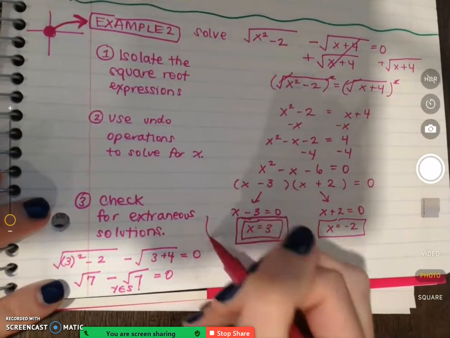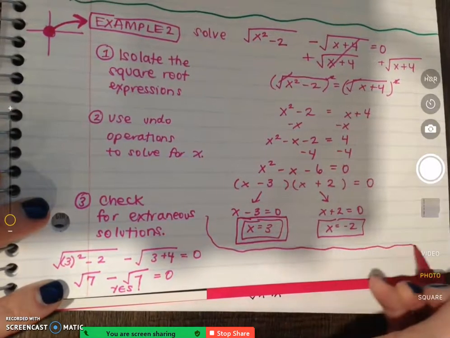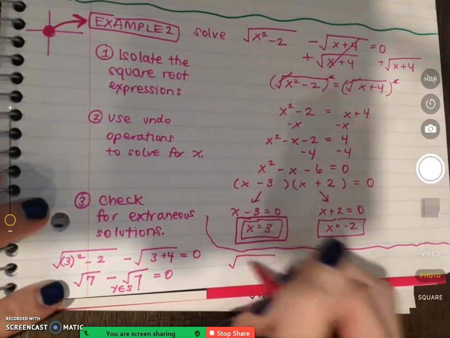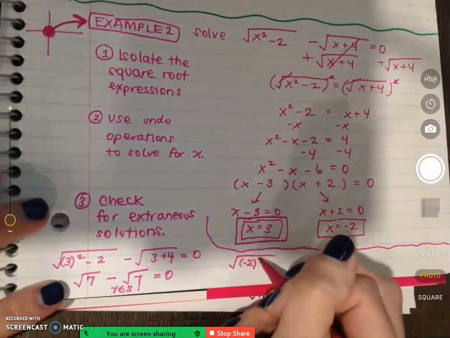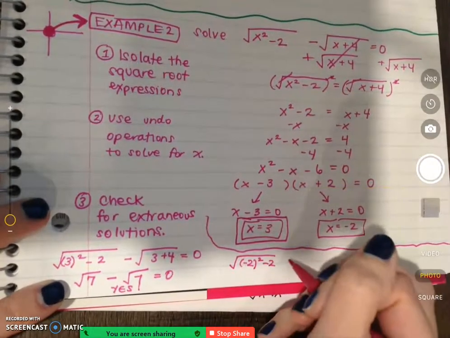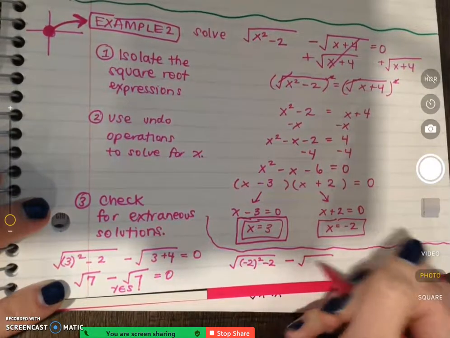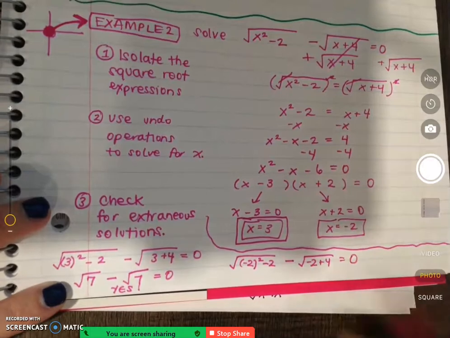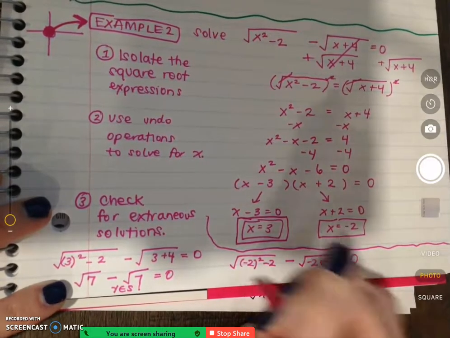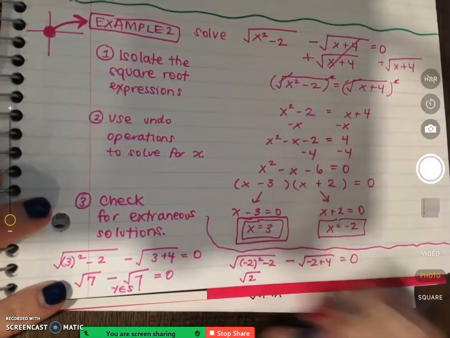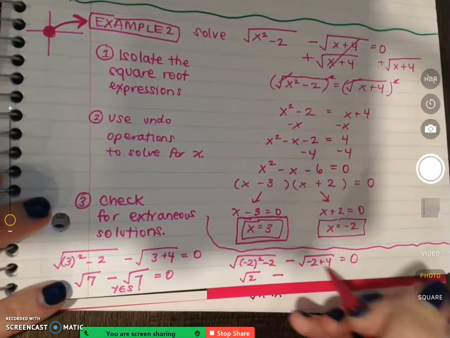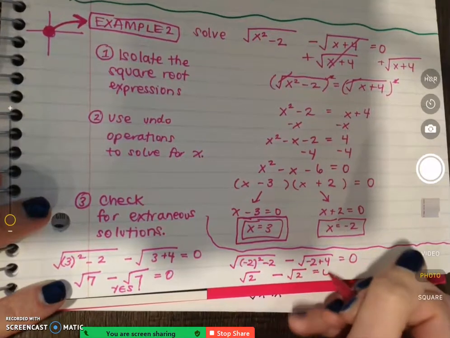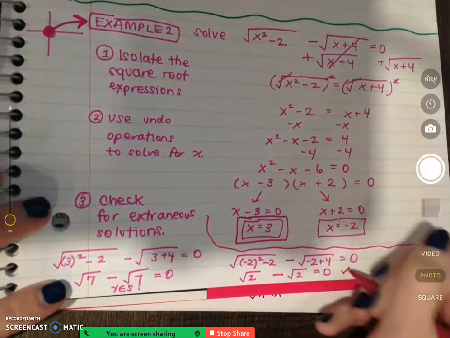Lastly, I'm going to check -2, see if that's an extraneous solution. So I input -2 for x, -2 squared minus 2 minus -2 plus 4, and we'll see if that equals 0. So we have 4 minus 2, square root of 2, -2 plus 4, square root of 2, and does that equal 0? Yes.